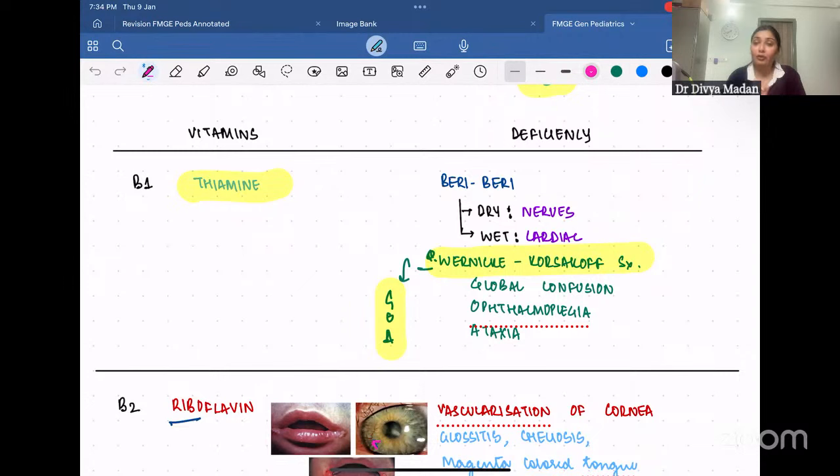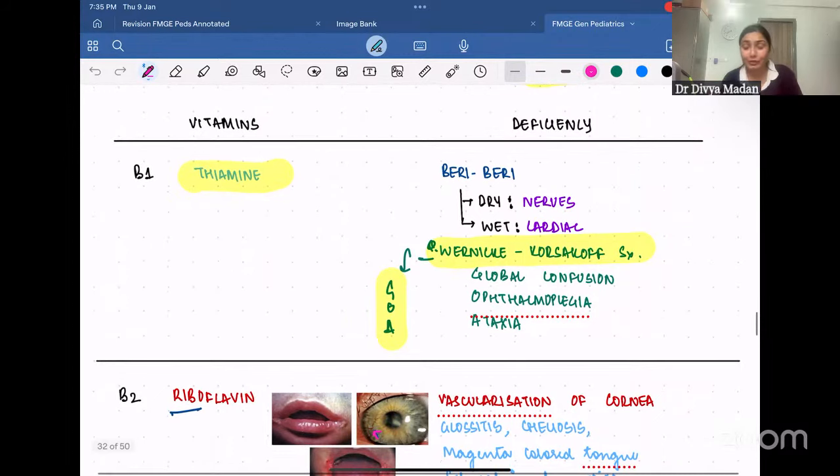Firstly, let's talk about B1, that is thiamine. We all know that deficiency of B1 thiamine causes beriberi, right? We have dry beriberi and wet beriberi. Dry beriberi affects the nerves, wet beriberi affects the cardiac tissue, right? In alcoholics specifically, we see this thiamine deficiency, and because of this, our typical constellation of symptoms is seen, that is Wernicke-Korsakoff syndrome. Here we see global confusion, ophthalmoplegia, and ataxia. This can be remembered by the mnemonic GOA: global confusion, ophthalmoplegia, and ataxia.